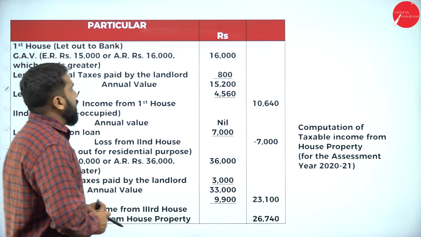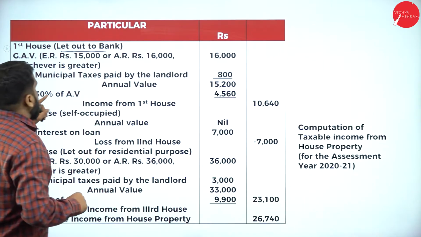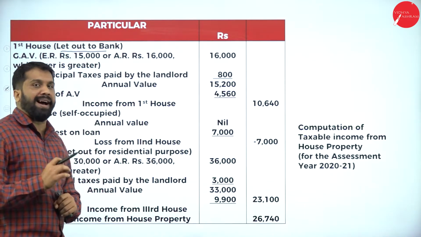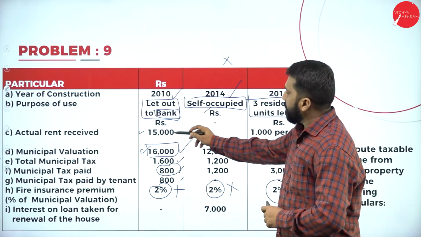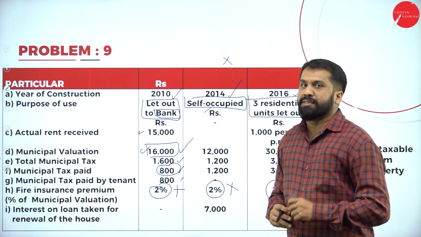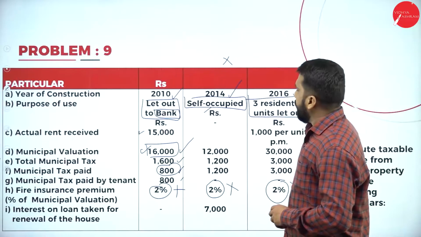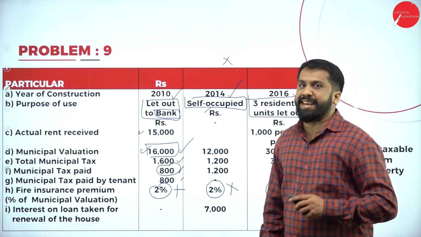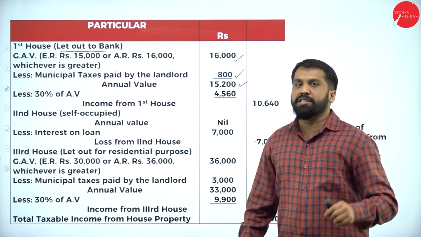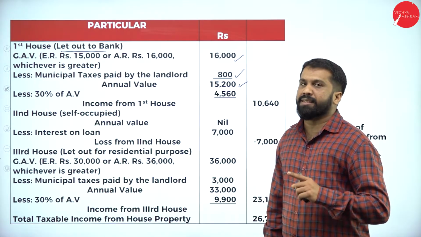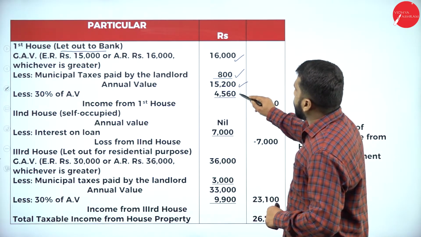Now, so your heading will be particular rupees. As per this, first house, it is let out to bank. As I told you, whichever is higher or greater, 15,000 or 16,000. We have taken 16,000. Your municipal tax paid is 800. Minus 800, your answer is 15,200.